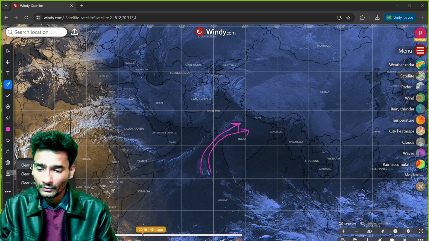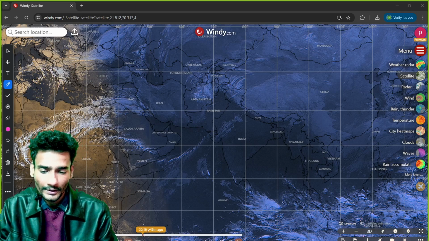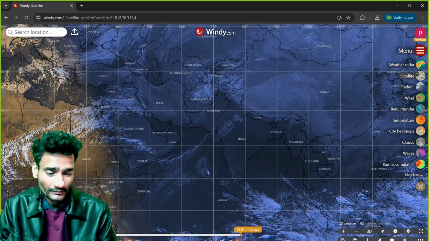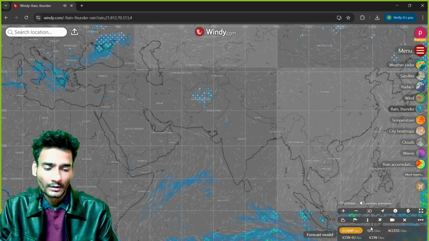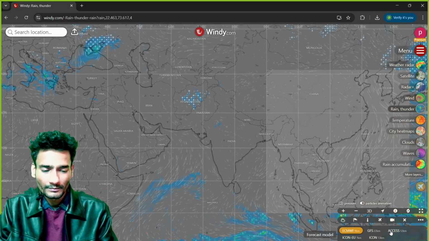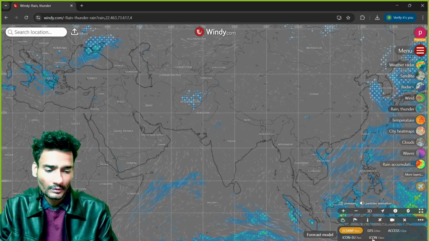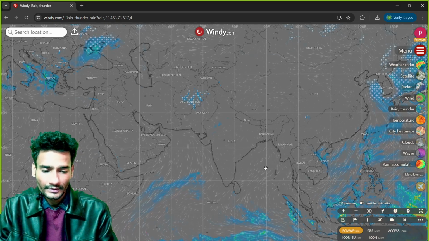So for that, we have to analyze the model forecast. Windy provides several different models, namely ECMWF and GFS. These are the two primary models. It also provides some more models which are somewhat regional in nature. So GFS, ECMWF, and ICON, these three models are global. So let us start with the ECMWF.